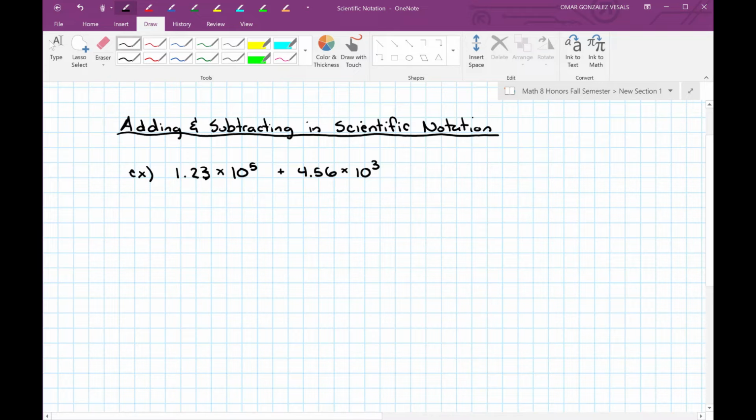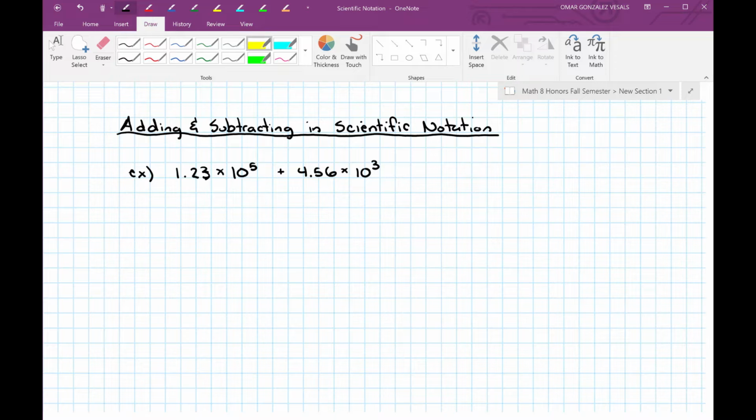Besides that, what else do you see? You're adding them together instead of multiplying. They're in decimal form. They're correct scientific notation, right? Because they're between 1 and 10. But what else? The powers. Somebody mentioned it already. What about the powers? They're not the same. The powers are not the same.